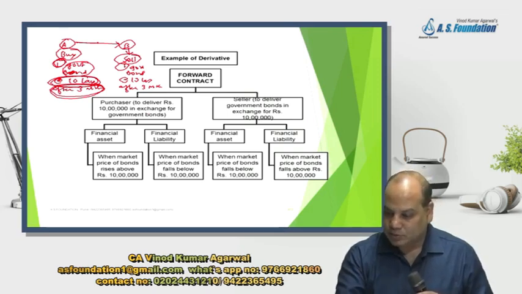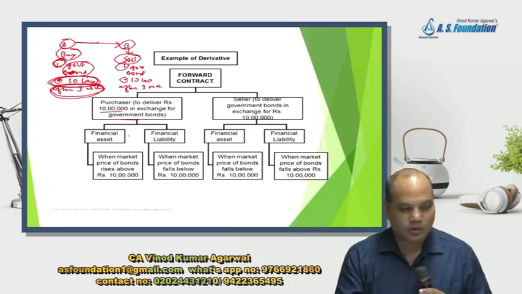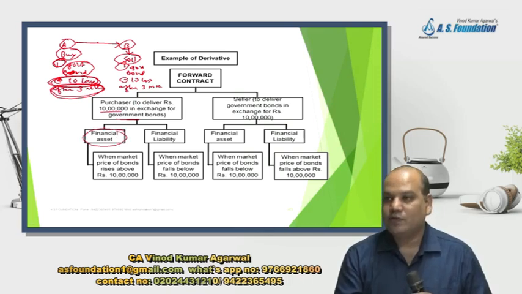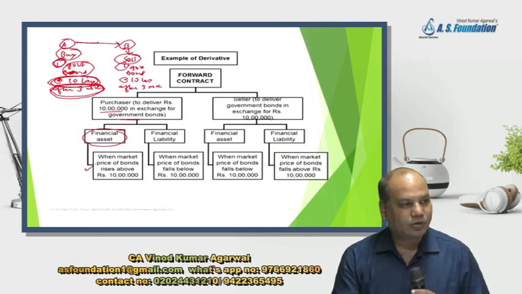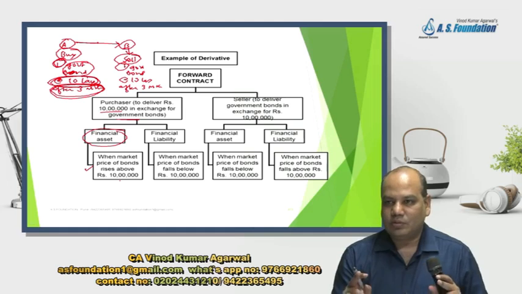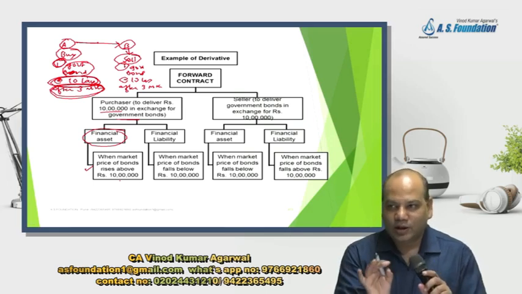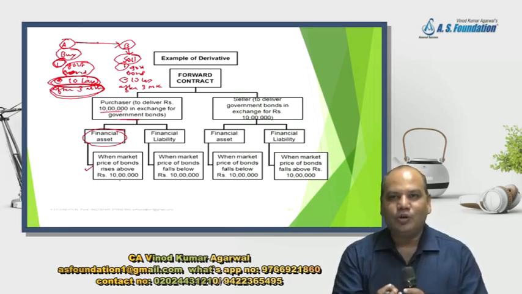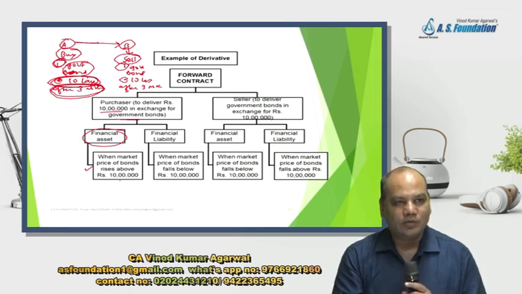See this example, same example now. The purchaser will deliver 10 lakh rupees and receive one government bond. When will this contract become a financial asset for him? When the market price is more than 10 lakh rupees, because he has a right to buy at 10 lakh. Suppose the market price is 12 lakh rupees. He is in a potentially favorable condition now, because he will pay the fixed 10 lakh and get a bond whose market value is 12 lakh.